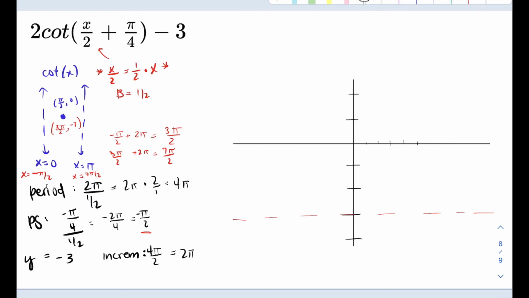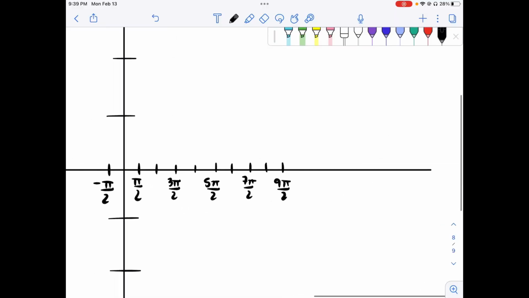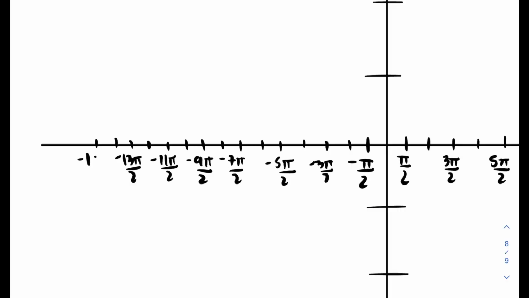I like to count up by pi over 2 because that's the smallest base I have. So we'll say this is negative pi over 2. This will be pi over 2, pi, 3 pi over 2, 2 pi, 5 pi over 2, 7 pi over 2, 9 pi over 2, 11 pi over 2, 13 pi over 2, 15 pi over 2, and we'll go this way a little bit as well. Negative 3 pi over 2, negative 5 pi over 2, negative 7 pi over 2. I wish I had a fast forward button. I actually probably do, I just don't know how to use it.